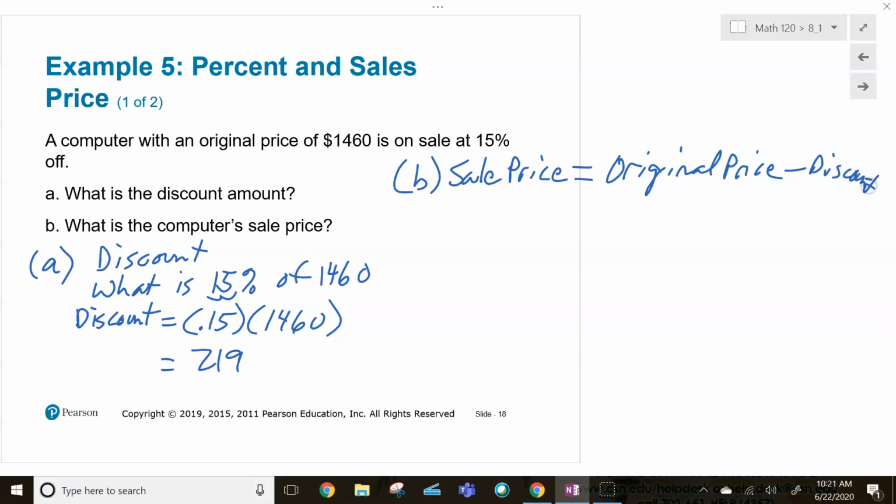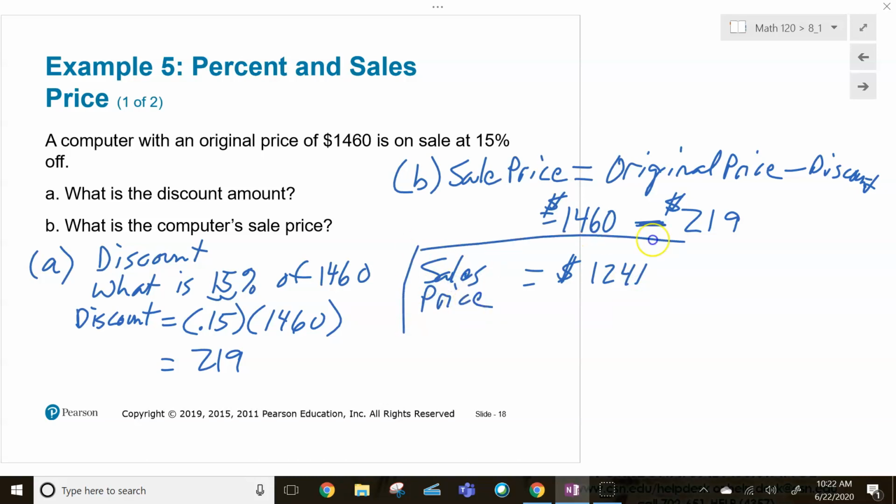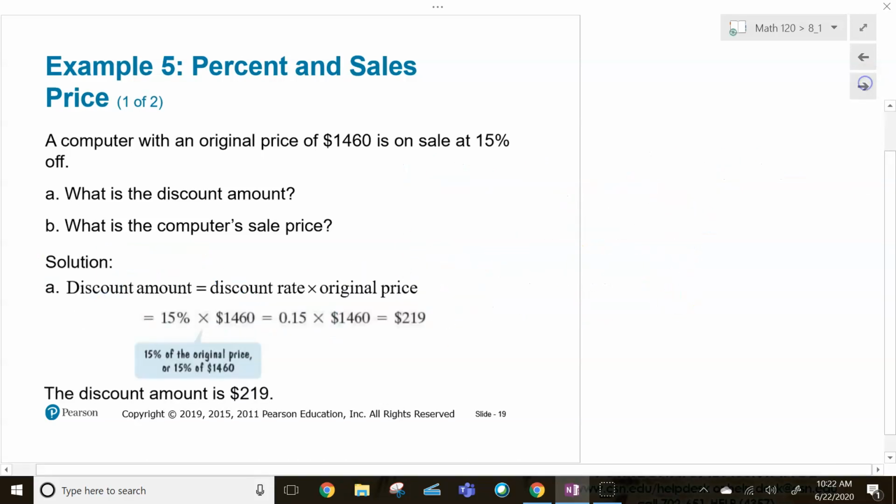Discount. I can't draw very well. Write very well in the end there. So the original price was $1460, but we're saving 15%. So we found out that 15% saves us $219, right? Dollars. So the 1460 minus 219 ends up being 1241. So that's the sales price that we're going to pay because we save 15%.